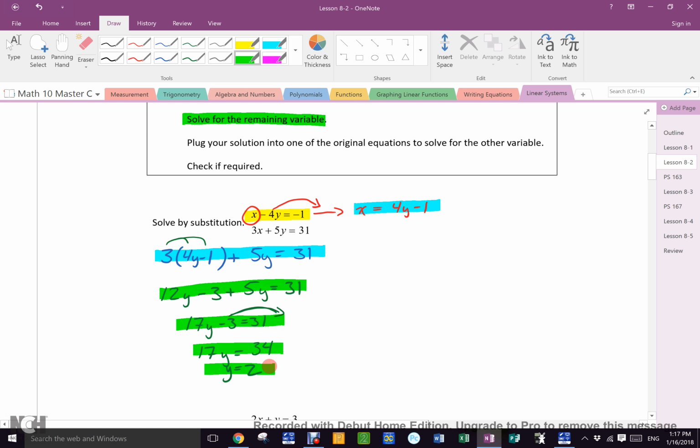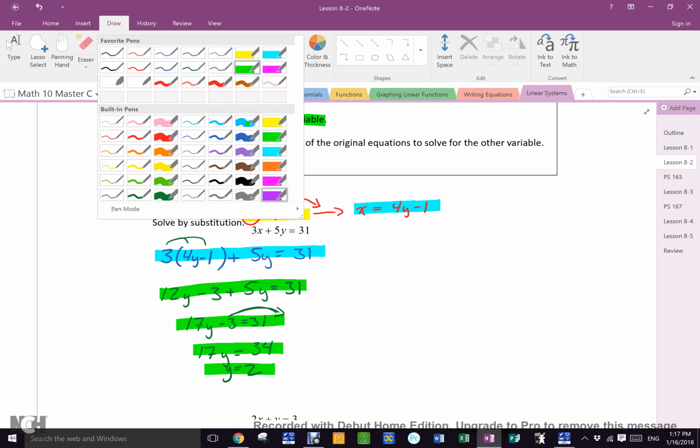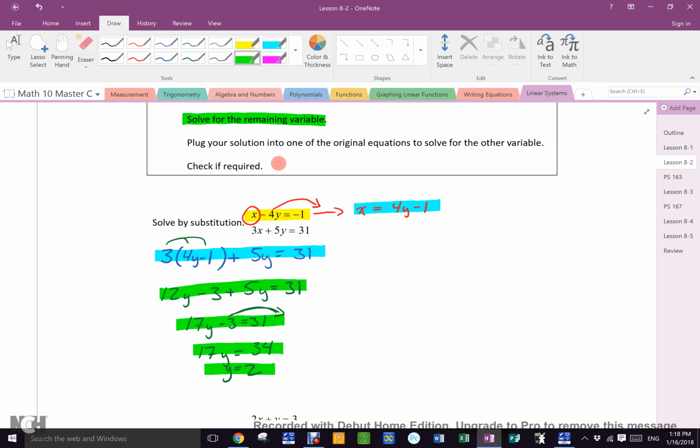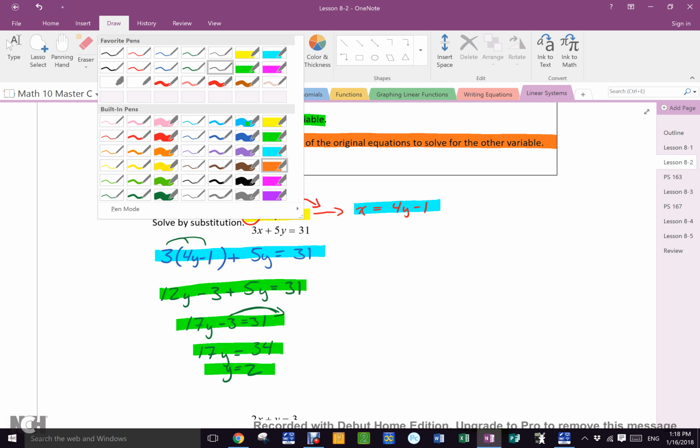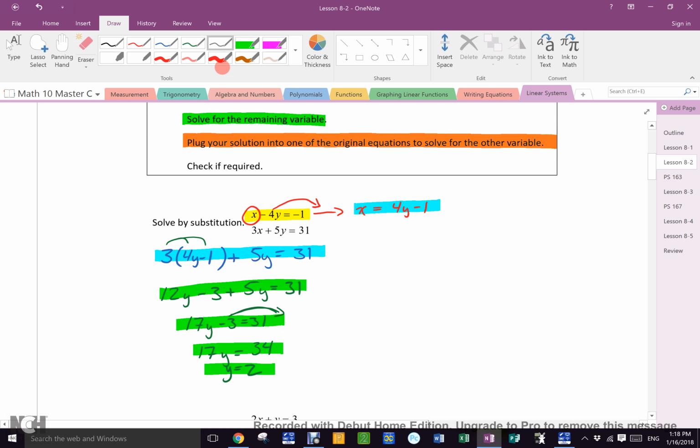I have one more step to go. Let's highlight it in orange. Plug your solution in to one of the original equations. Well, how many equations did I have at the very, very beginning? Two. And I also made this third one, right? Yeah. What am I missing? I have a y value, so what am I missing? An x value. X equals this. Y equals 2.